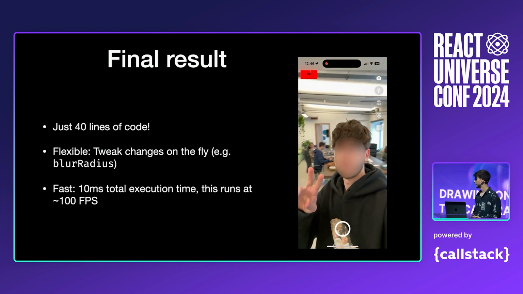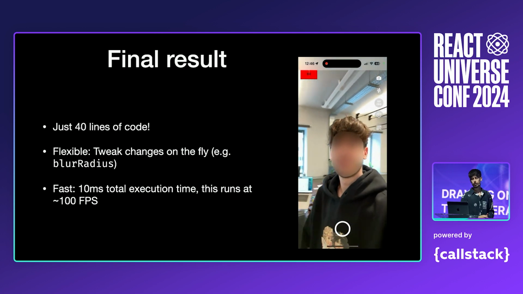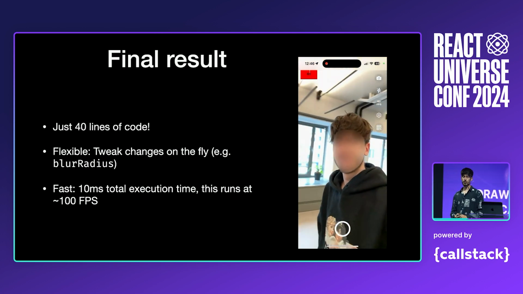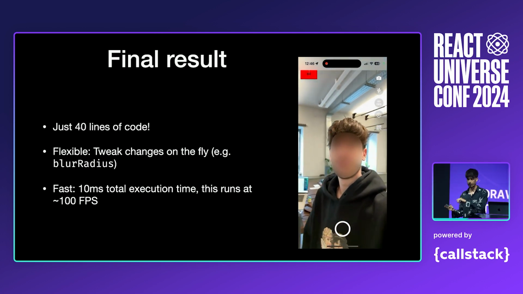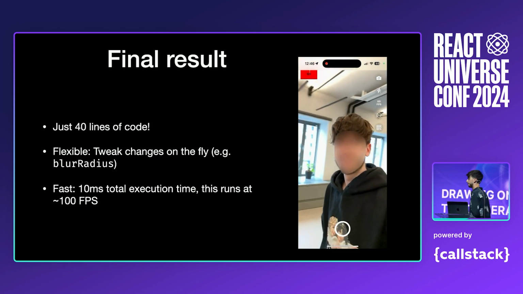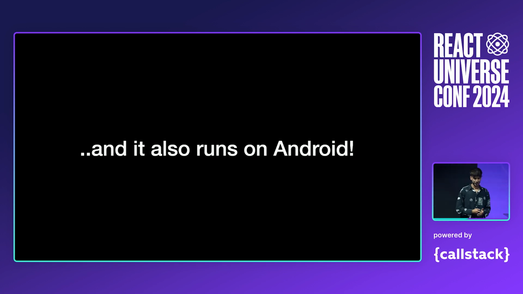As I said before, the traditional approaches required you to do all of this natively, rebuild your app and everything. In this case, we can do everything with JavaScript. It's also fast. 10 milliseconds total execution time, including the face detection, the JSI part, and the drawing part. So it could run at 100 FPS on this specific phone, which is, I think, an iPhone 11. And the best part is it also runs on Android. We don't need to write Java or Kotlin.